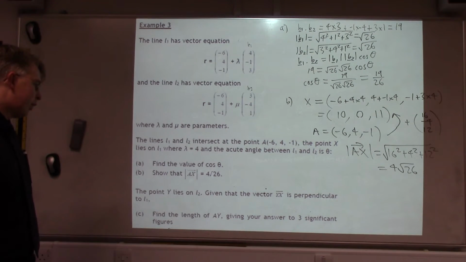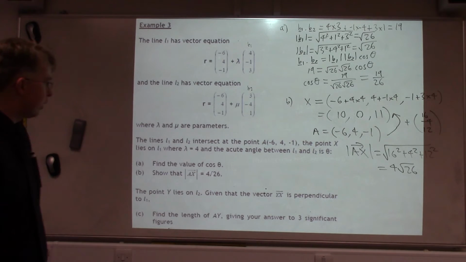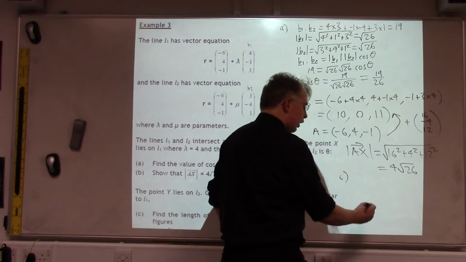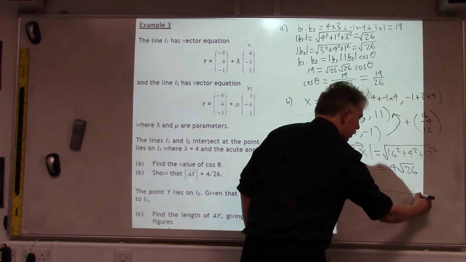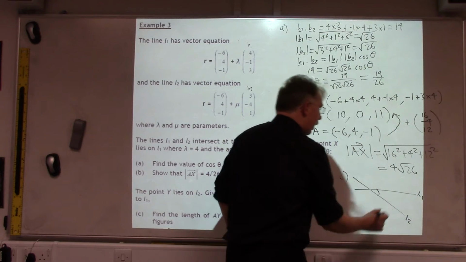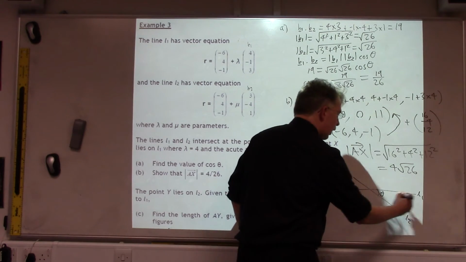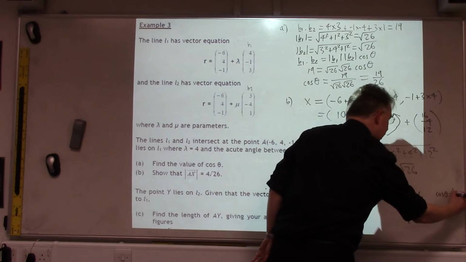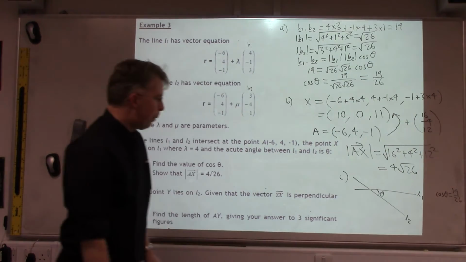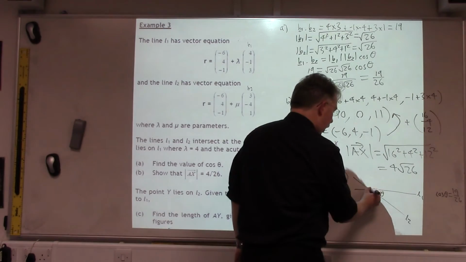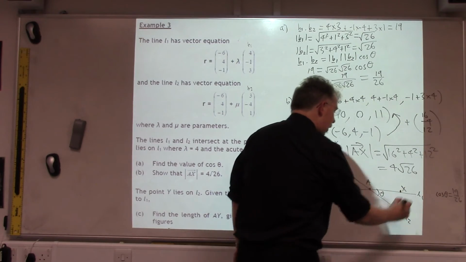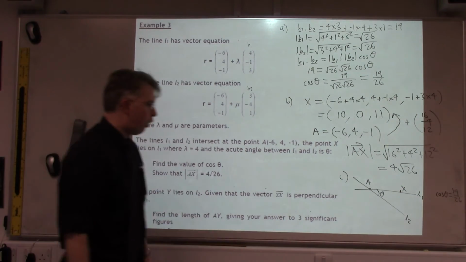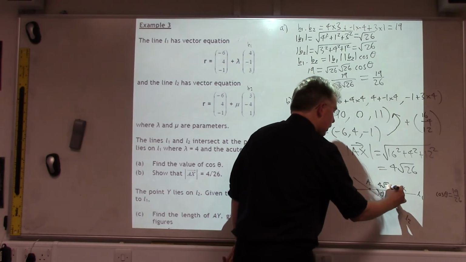The point Y lies on L2. Given that the vector YX is perpendicular to L1, find the length of AY, giving your answer to 3 significant figures. So we've got 2 lines. A sketch is usually very helpful for these sorts of random questions. So we've got L1 and L2. The angle between them is theta, where cos theta equals 19 over 26 from part A. We've got the point X, which is on L1. So A is where they cross. X is on L1, and we're told that A to X is 4 times root 26.